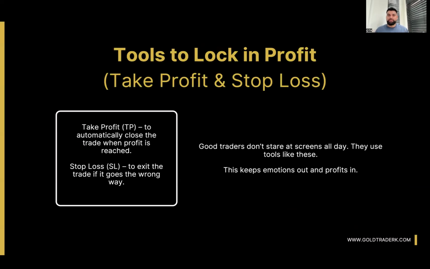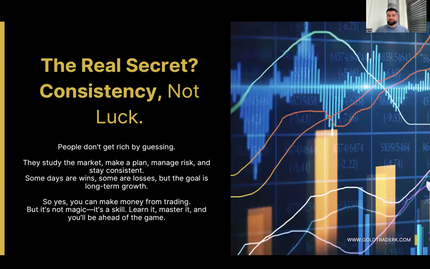Tools to lock in profits: take profit and stop loss. Take profit, also known as TP, is a tool which allows you to automatically close the trade when the profit is reached. SL, which is also called stop loss, is to exit the trade if it goes the wrong way. Good traders don't stare at screens all day. They use tools like this. This keeps emotions out and profits in.